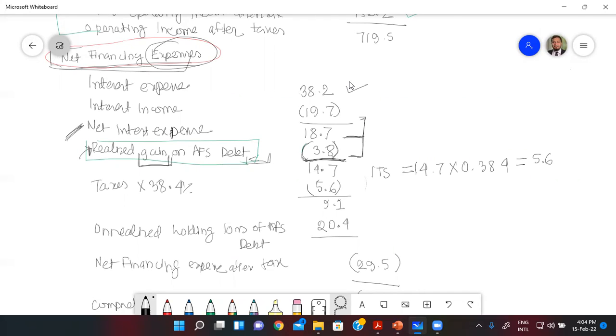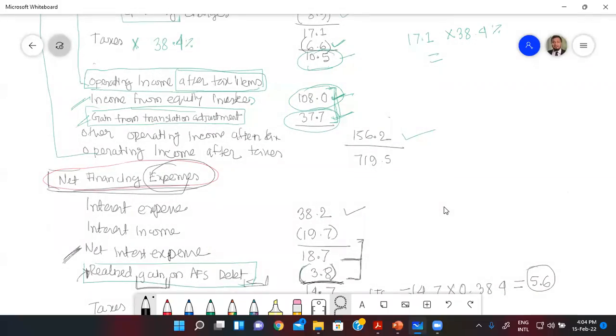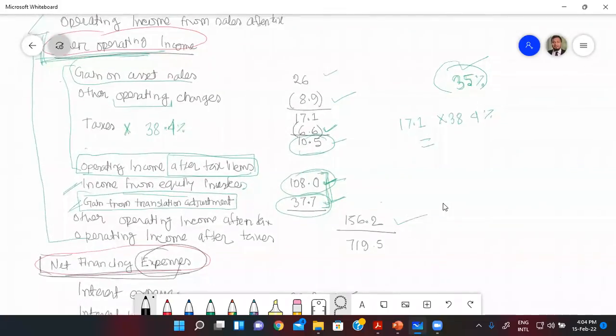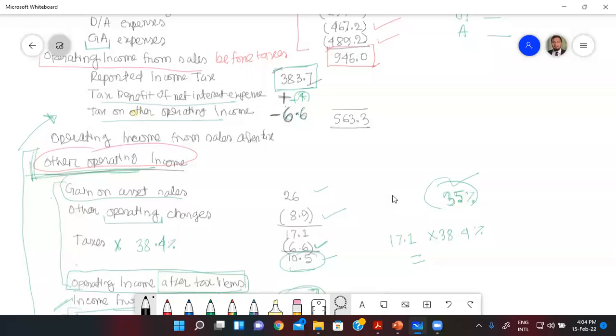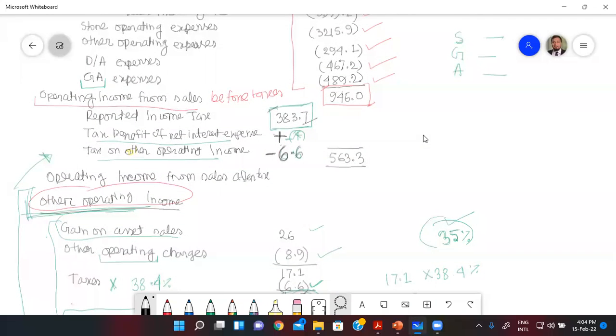Now let me ask you, this tax benefit, if it were not there, would our taxes on the profit be higher or lower? If this benefit were not there, and note that this benefit is zero, we have not been able to achieve this benefit. Our taxes would be higher. Okay, tax burden would be higher.